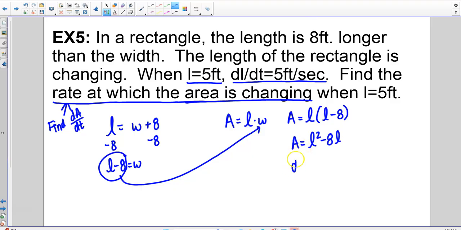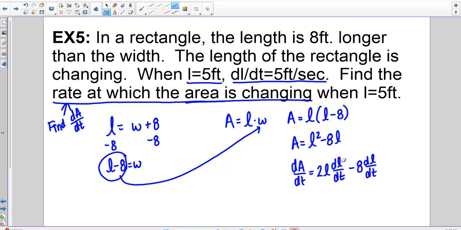So I would have dA dt equals 2L dL dt minus 8 dL dt. Everybody okay here?